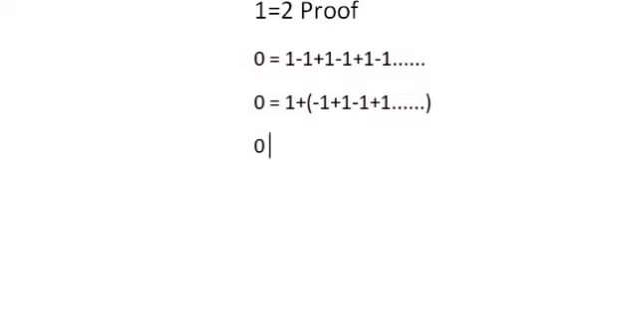So 0 equals 1 plus 0, right? So we can write that 0 equals 1, and in the last step I will add 1 on both sides. So 1 equals 2. If we add 1 on both sides, then this will be 1 equals 2. So here is our proof. So where is the error?